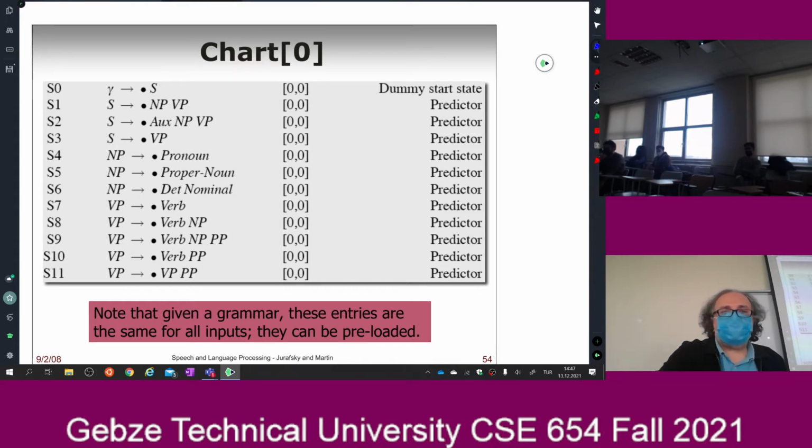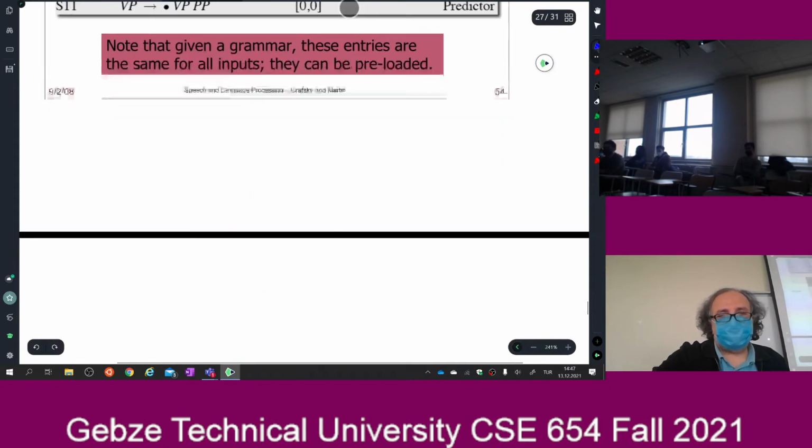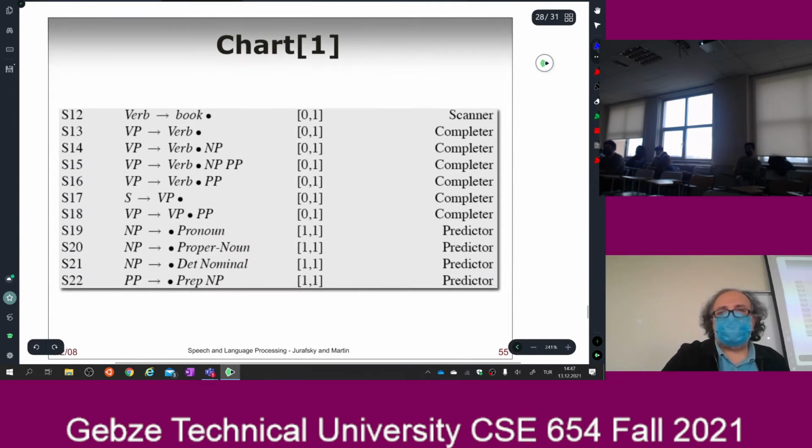Okay, so I put all of them in 0, 0, 0. So what am I going to do now? I will just read one word, and I will see which ones are extending and which ones are going further. Okay, chart number 1.